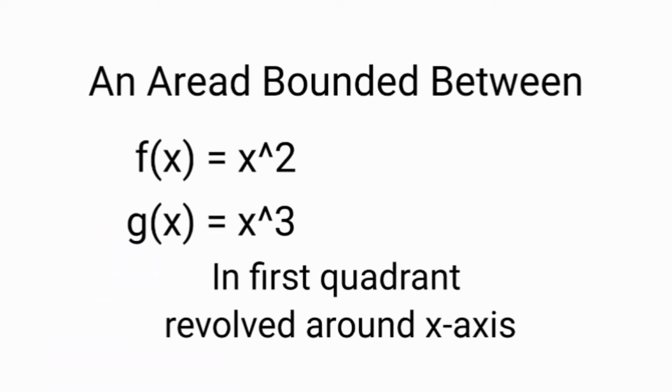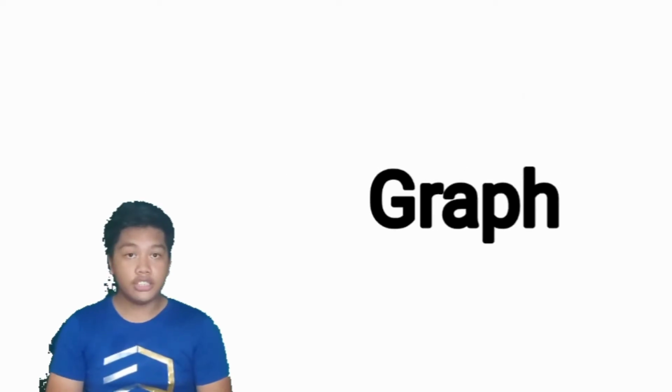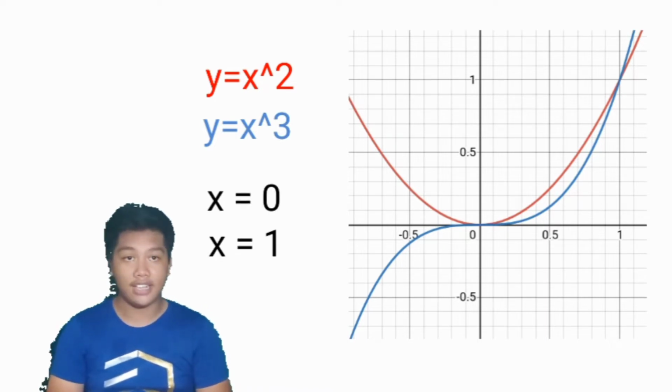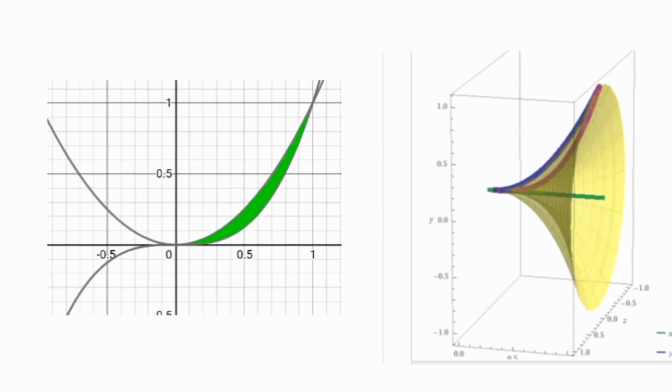Now for an example, an area bounded between the function x squared and the function x cubed in the first quadrant revolved around the x-axis. We first graph the two given functions, which are x squared and x cubed. Now, as you can see, in quadrant 1, the two lines intersect at the points 0 and 1 on the x-axis. Now we need to find the volume between these two functions. Since the rotation is on the x-axis, we need to use the formula for rotation about the x-axis.